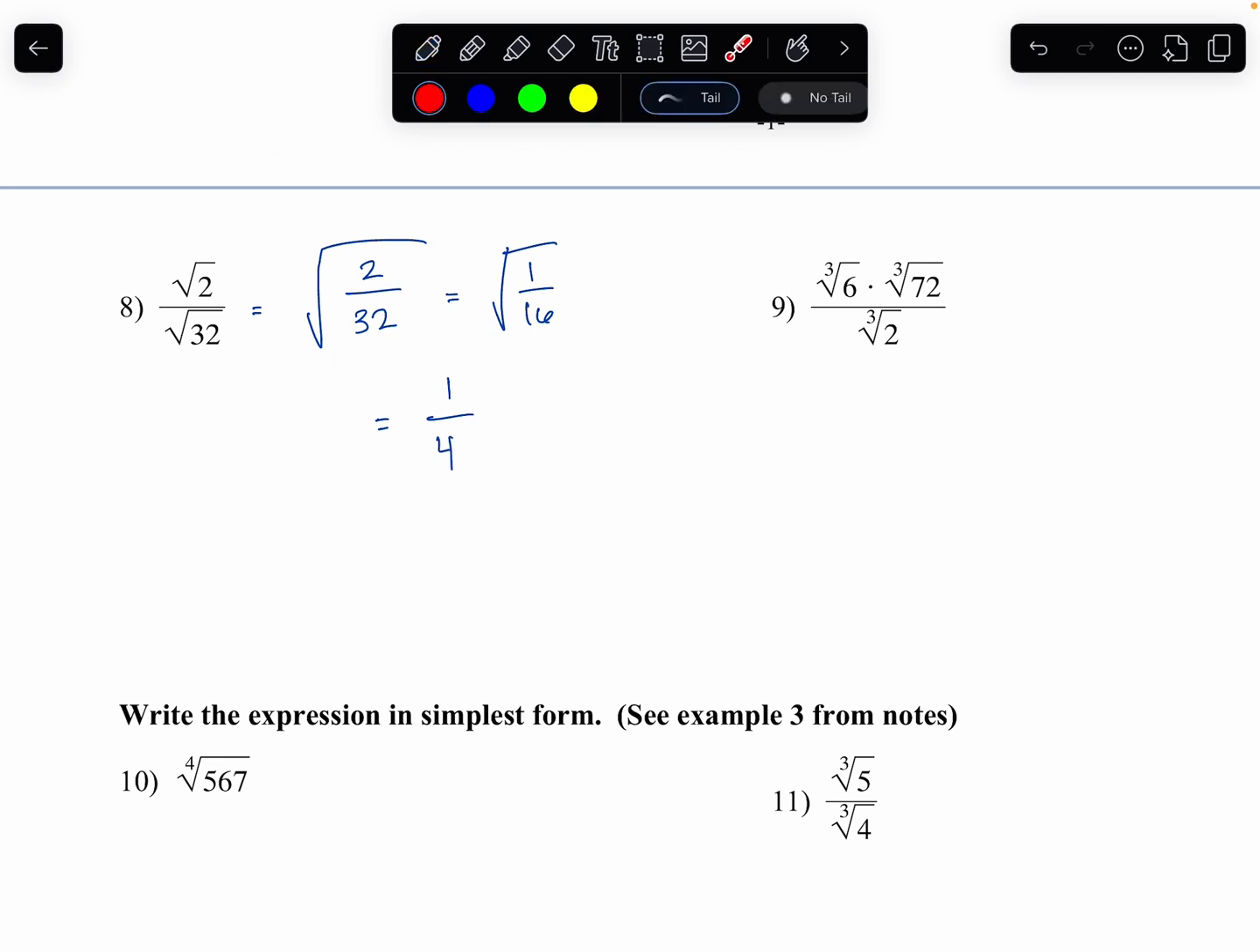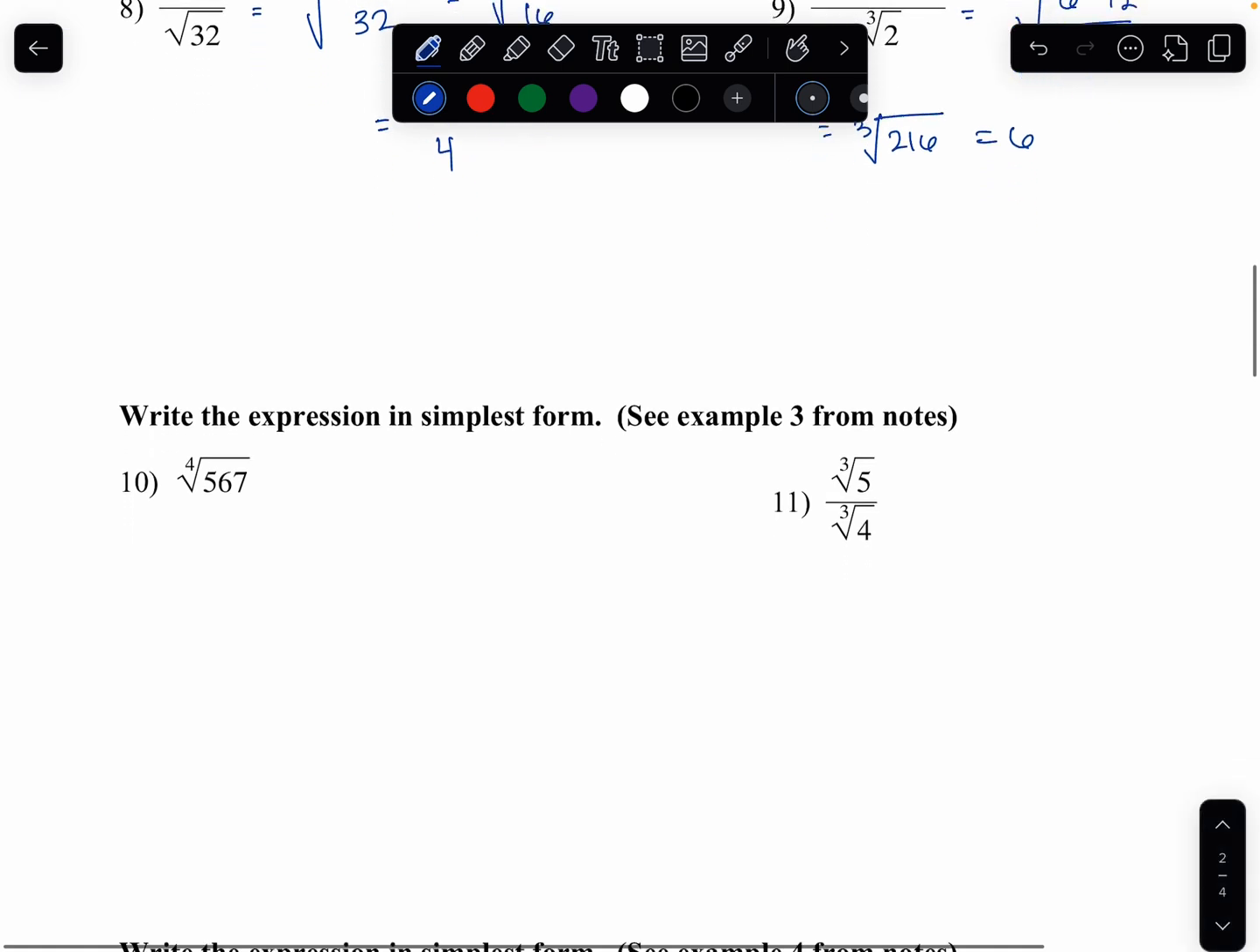Okay, now here we have cube roots, all of these right here. So since they're all cube roots, I can put them all under one cube root. So 6 times 72 over 2. And what is 6 times 72? Divide that by 2. So that's equal to the cube root of 216. Does that have a cube root? Yes, it does. It's equal to 6.